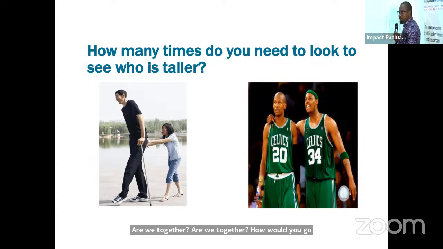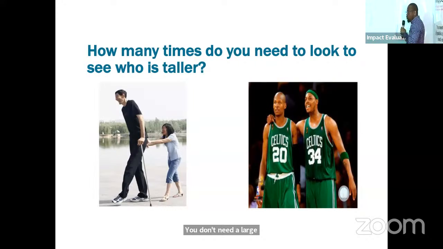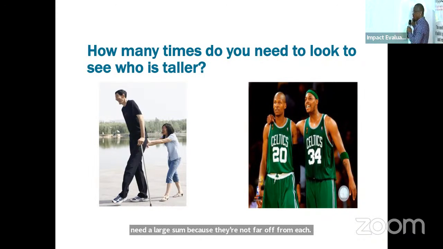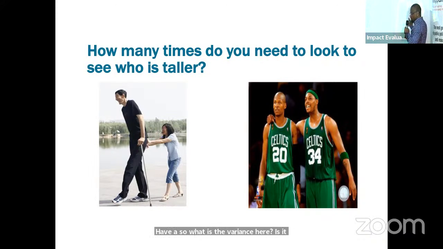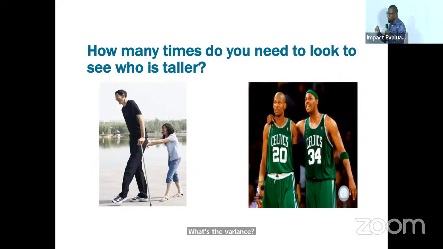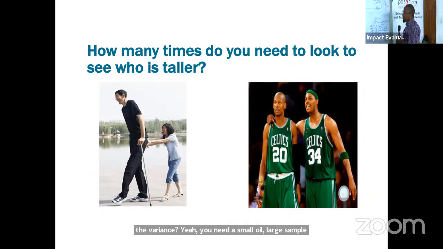So to detect the impact on the first panel, you don't need a large sample. To detect impact on the second one, you need a large sample because they're not far off from each other. So what is the variance here? Is it smaller or big? The variance is small. So if the variance is small, what do you need? What's the variance here? Do you need a small or a large sample? Are you getting the gist?